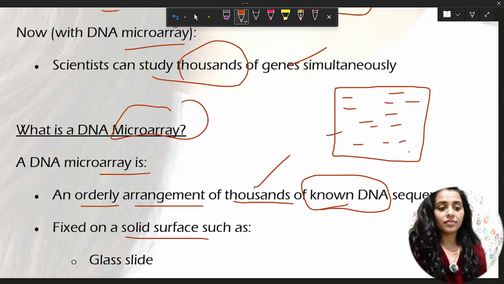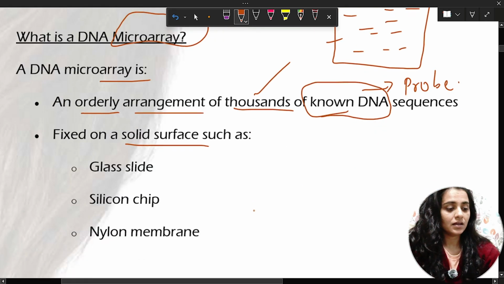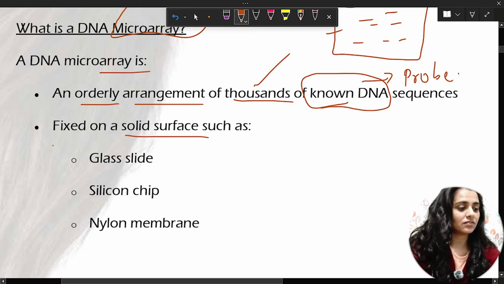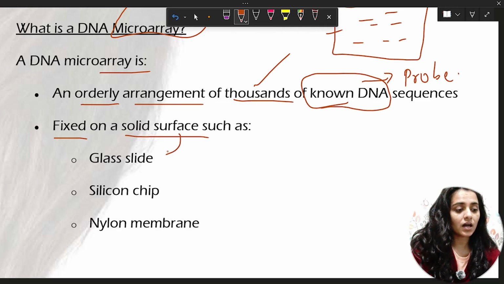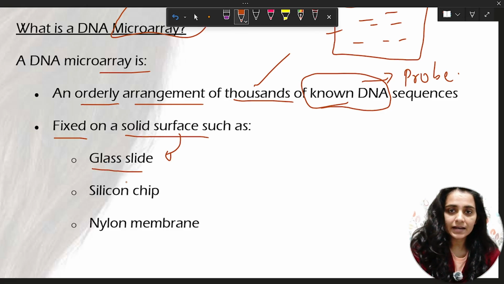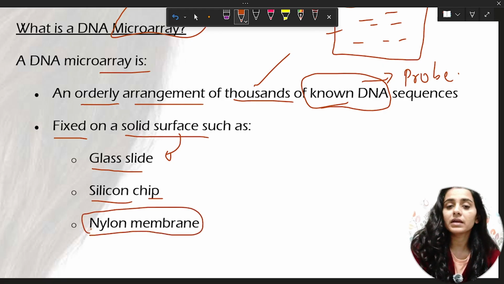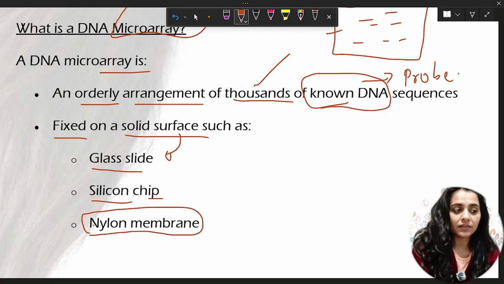So that known DNA sequence is known as a probe. Why probe? We'll see in the upcoming session. It is fixed on a solid surface. What type of solid surface do we use here? It could be a glass slide, a silicon chip, or a nylon membrane. Any one could be used in this technique.